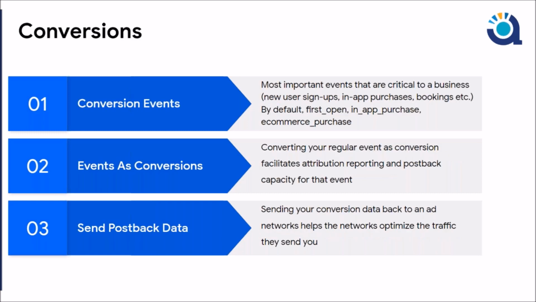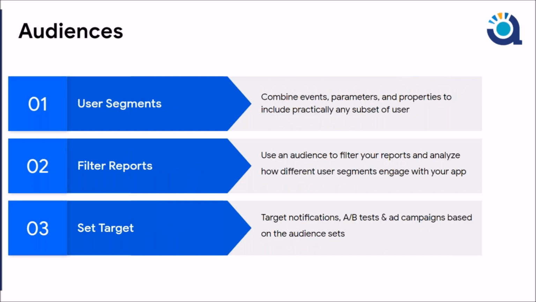Going on to the next one, it's conversions. Conversions are nothing but the events that are very important to your business and are tagged to your business objectives. Let's say my business objective is bookings, the number of bookings made, number of levels completed, number of in-app purchases done, new user signups, or people subscribing to my channel. So I can mark certain events which are already getting tracked as conversions, so that you can enjoy attribution level reporting, and you can also send the postback data to the ad networks to improve the traffic that they are sending to your application.